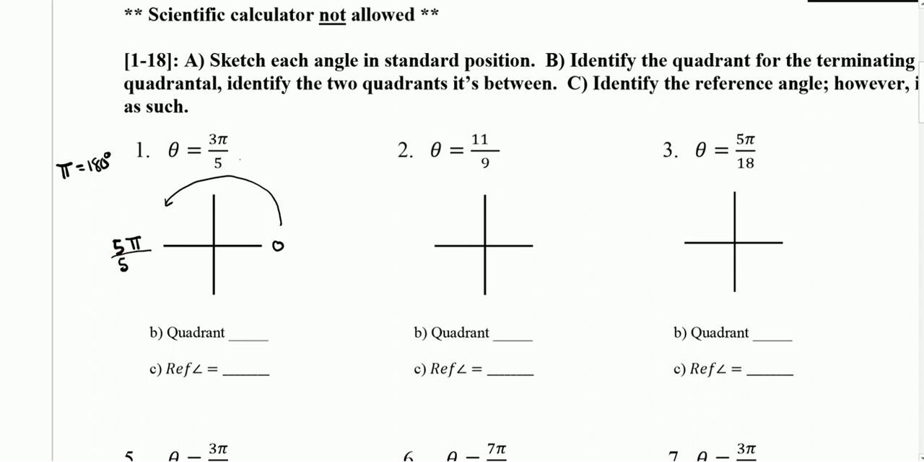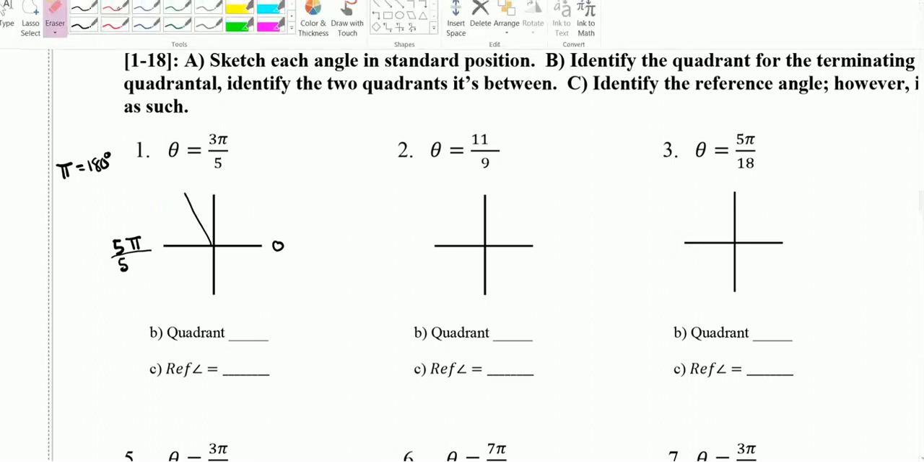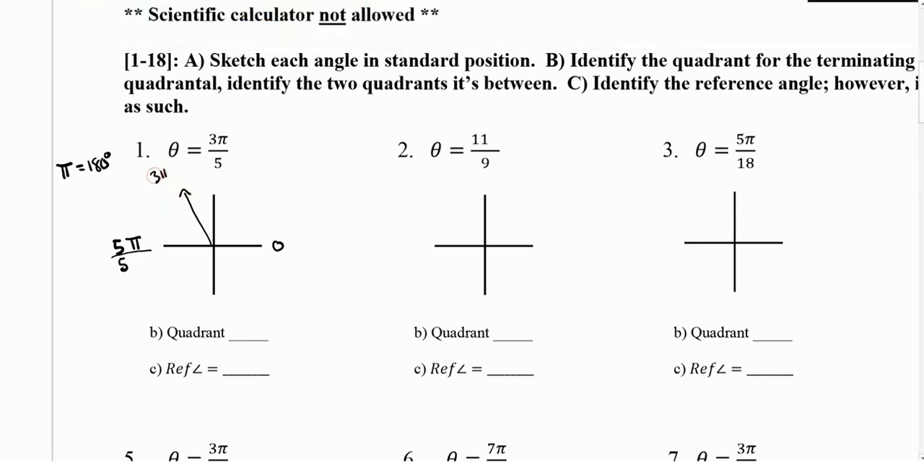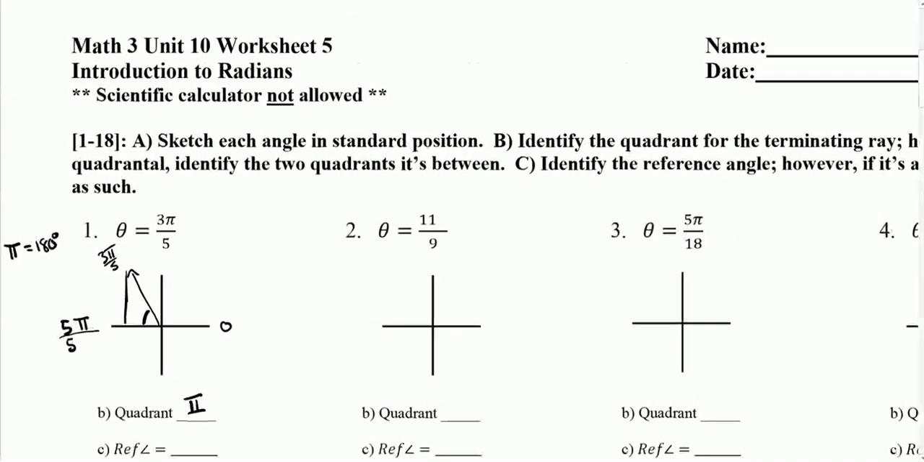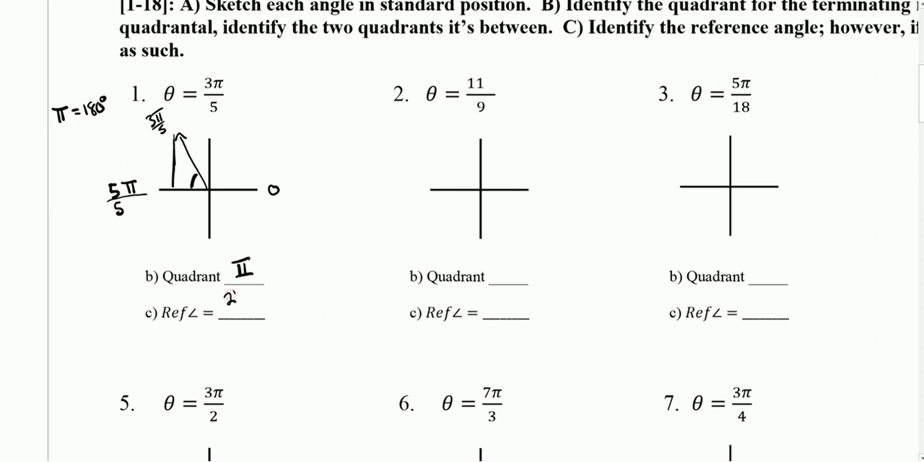So 3 pi over 5 is less than 5 pi over 5, but 3 is closer to 5 than it is to 0, so we know we're going to be somewhere in quadrant 2. So we're in quadrant 2, and then our reference angle is the difference between 3 pi over 5 and 5 pi over 5. Well, 5 minus 3 is 2, so we get 2 pi over 5 is our reference angle.